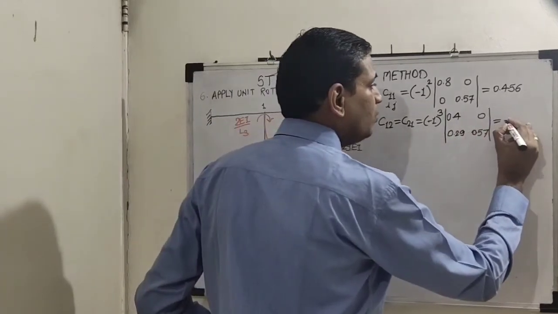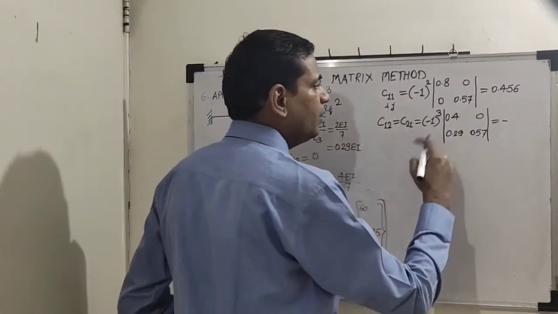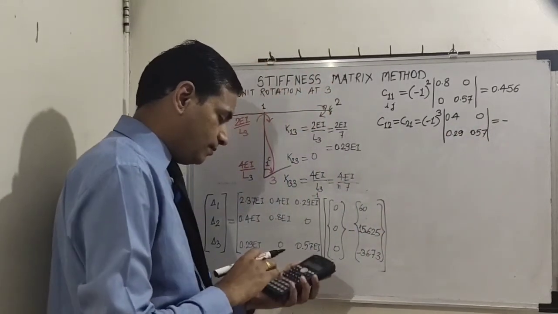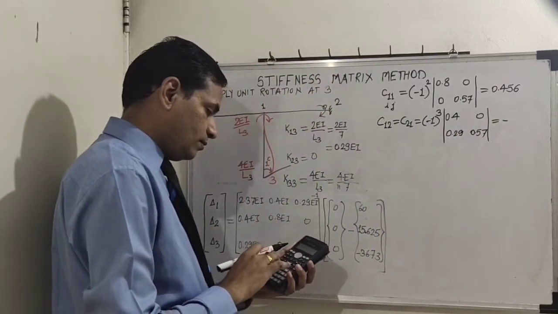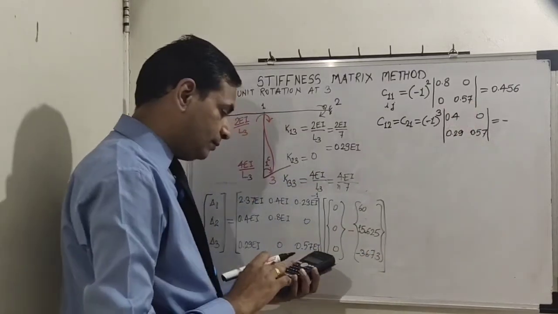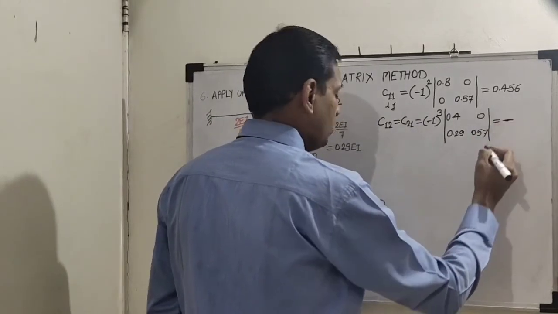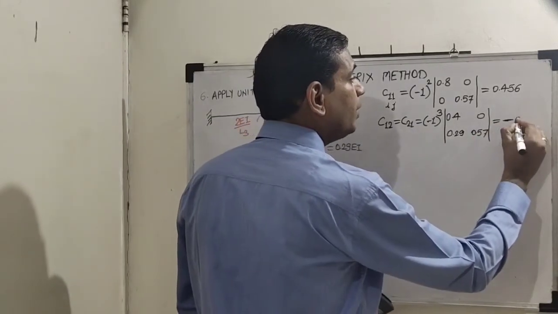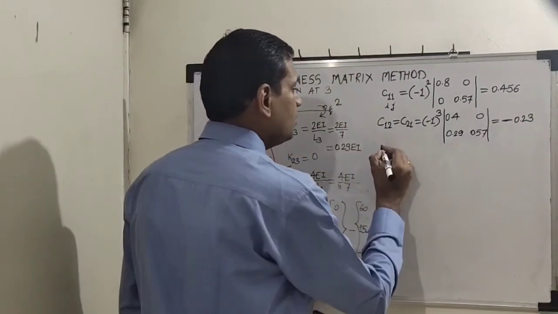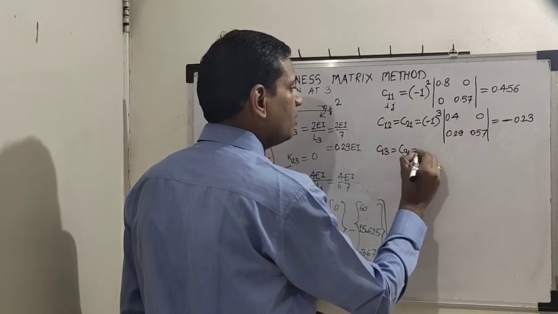So minus 1 cube is there, so it will be minus 1 into 0.4 into 0.57 minus 0 again. So it is minus 0.29. Okay, answer is minus 0.23. I'm sorry, minus 0.23. Then C13, it is also equal to C31.